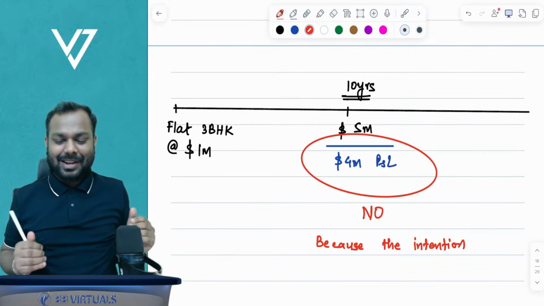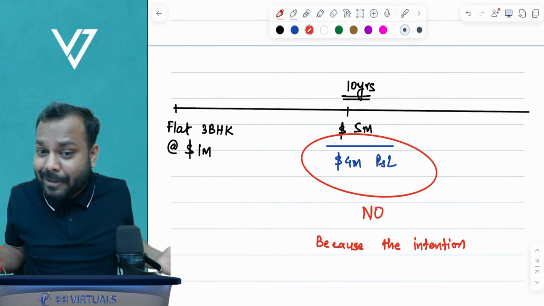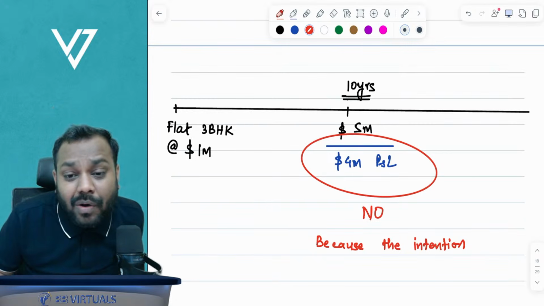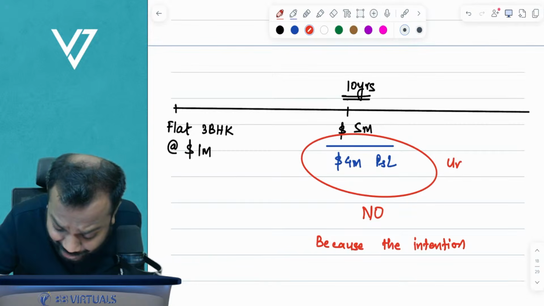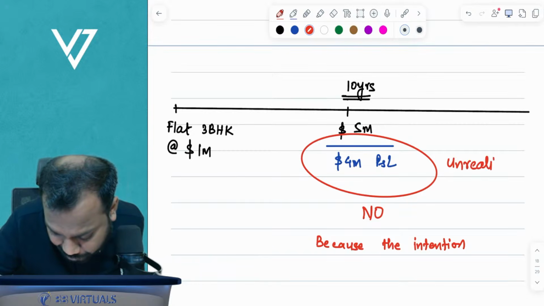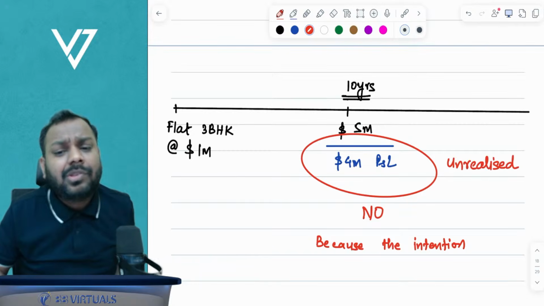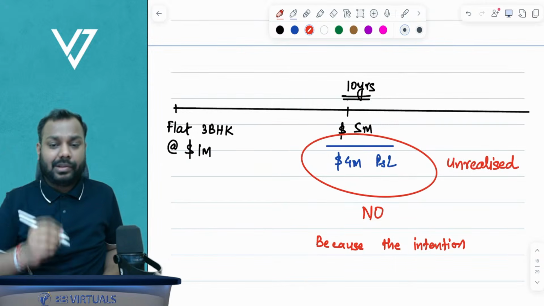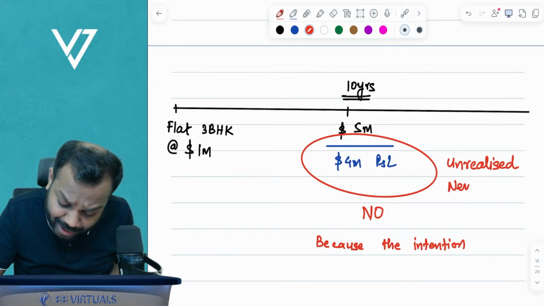So, the intention is not to sell. So, this gain of 4 million is unrealized. And the problem is not that it is unrealized. The problem is it will never be realized.